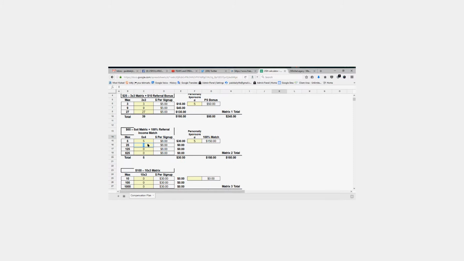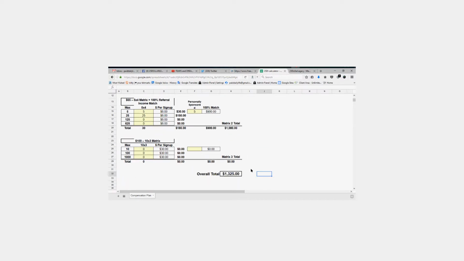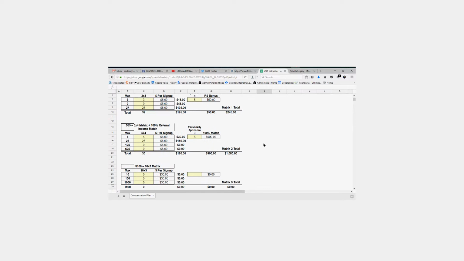We're going to fill this up to 25. Remember, you only sponsored 5, but it's starting to fill up. They're doing the job. Everybody's working together. People are getting in here. Now look at the total. We're at 1,325, ladies and gentlemen. You got the 245, the 1,080, and now you have $1,325 monthly coming in.